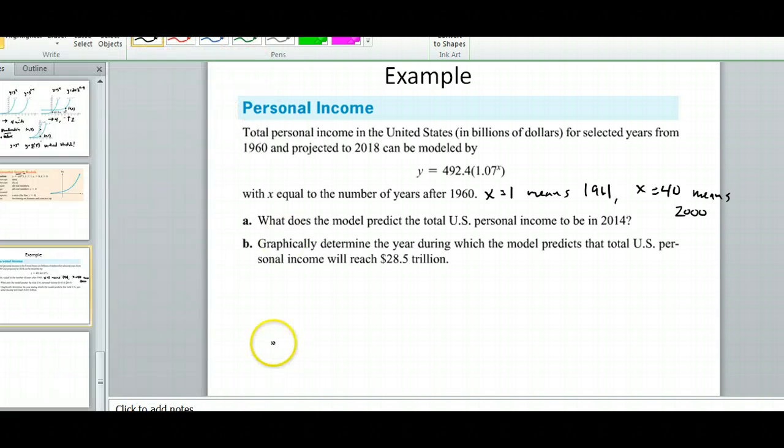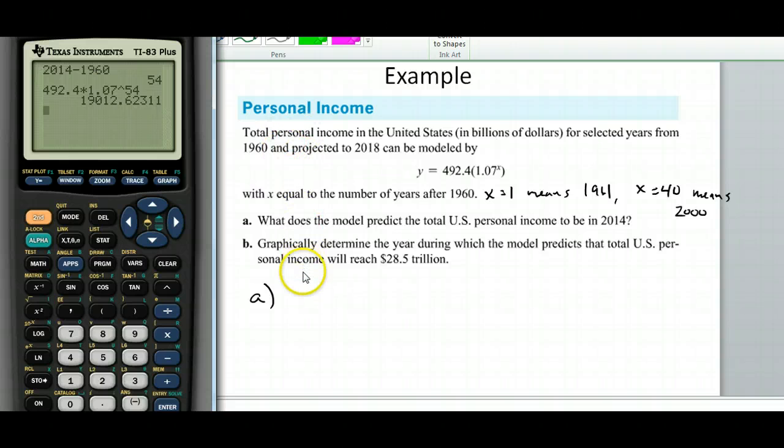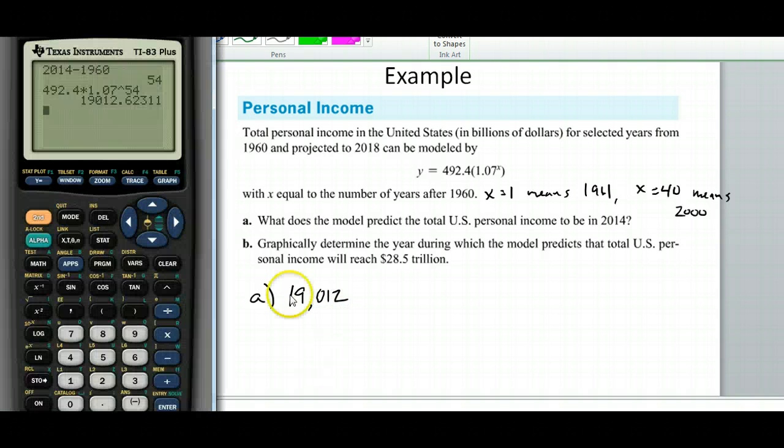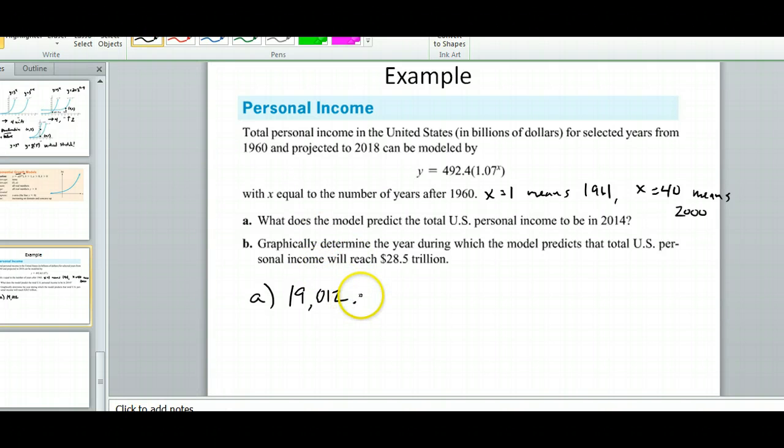This is in billions of dollars, so that would be 19,012.62311 billion, or that's equivalent to 19.0 trillion. 1,000 billion is a trillion.